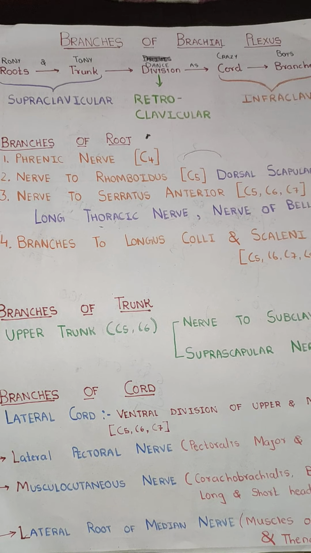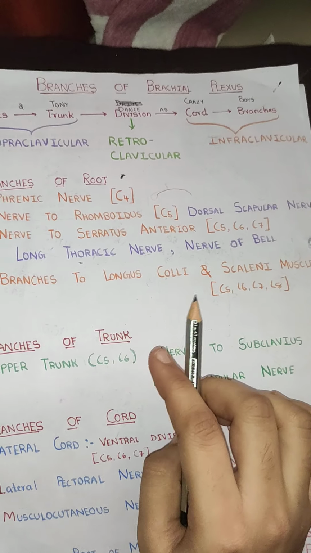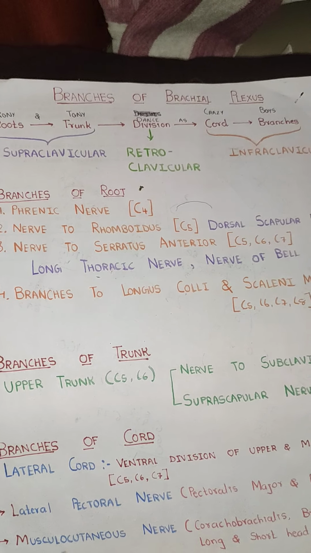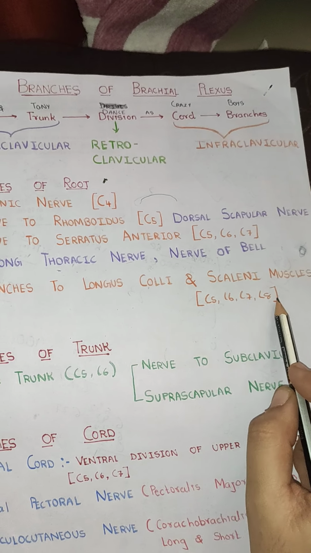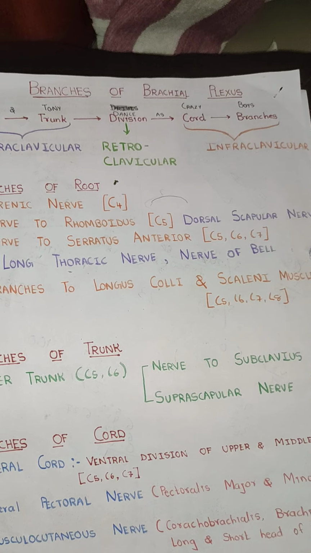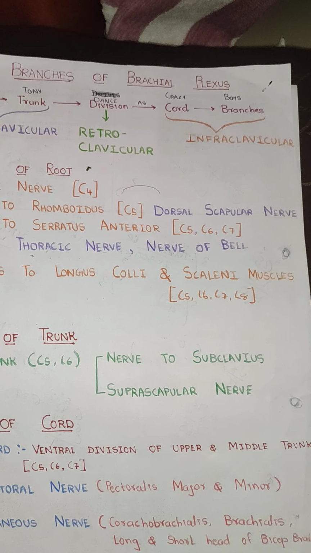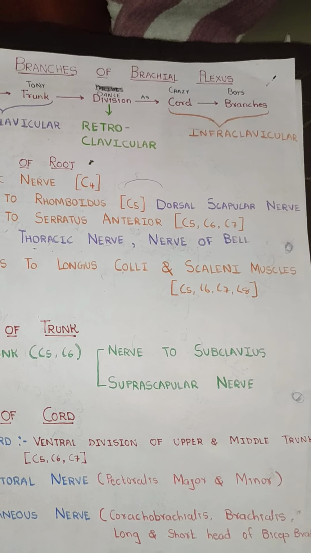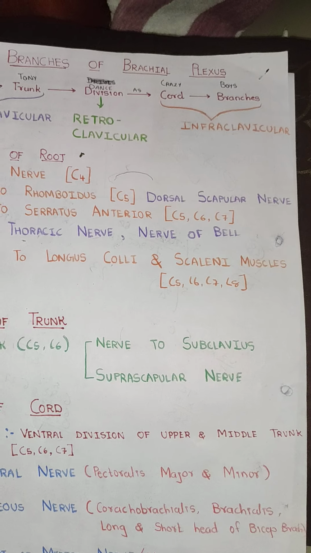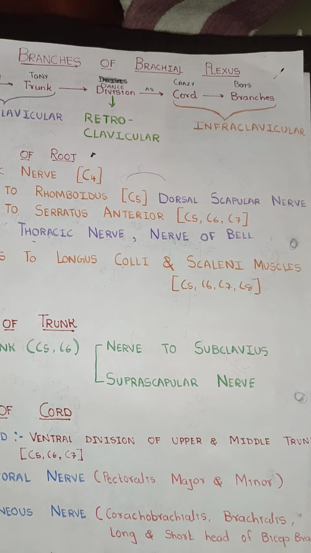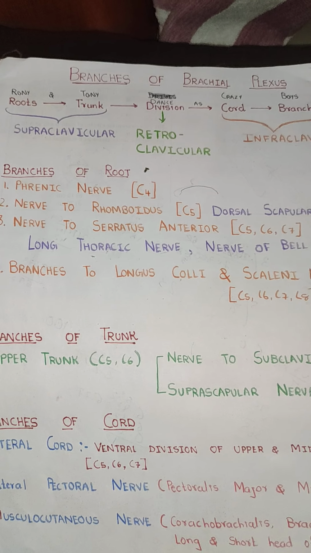Fourth is branch to longus colli and scalene muscle. So it includes all the segments of cervical part. That is C5, C6, C7, C8. How to remember? Longus colli, it just suggests it is long. So it includes all the cervical segments, C5, C6, C7, C8. And scalene is also long. So it includes the root value C5, C6, C7, C8. So these were the branches of root.